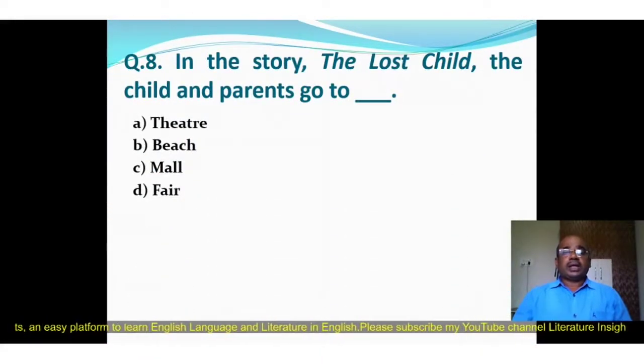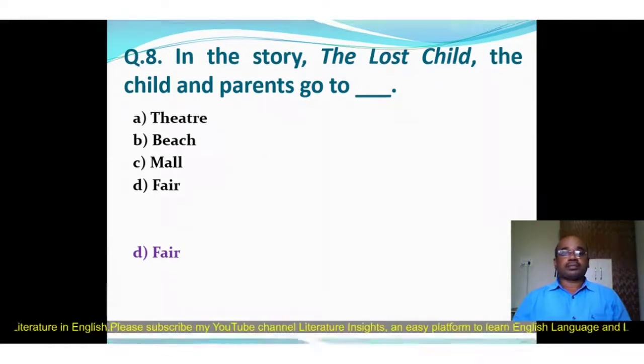Question number 8. In the short story The Lost Child, the child and parents go to blank. Four options are here: A. Theater, B. Beach, C. Mall, D. Fair. The correct answer is D. Fair. In the short story The Lost Child, the child and parents go to the fair.